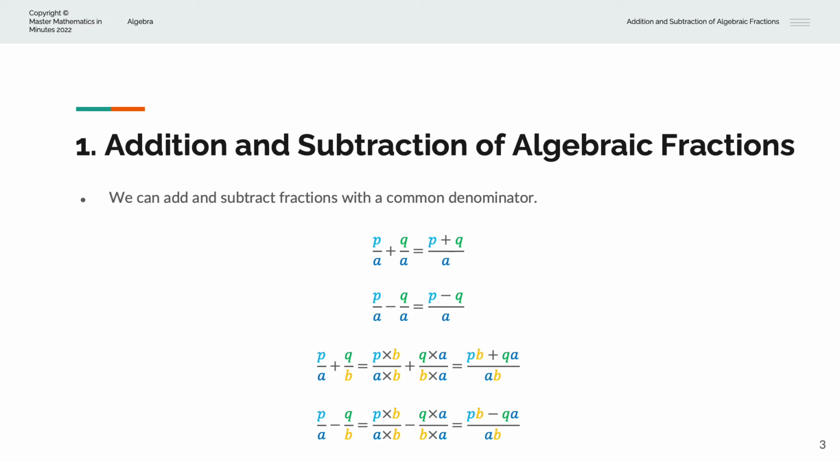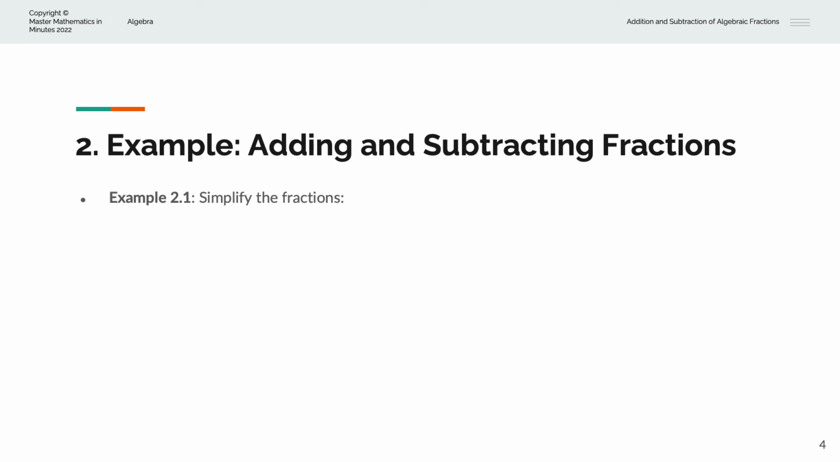Let's take a look at a couple examples now. In the first example, we're asked to simplify the fractions a over 5 plus 2a over 5. Because these two fractions share the same common denominator, we're able to sum the numerator. So that becomes a plus 2a over 5. Simplifying that further, that becomes 3a over 5.